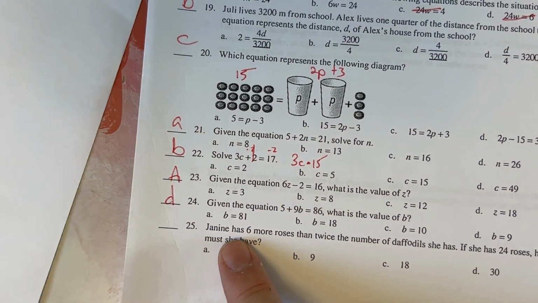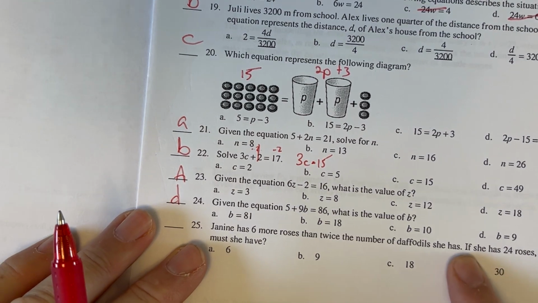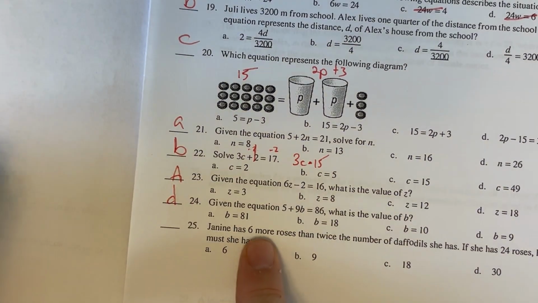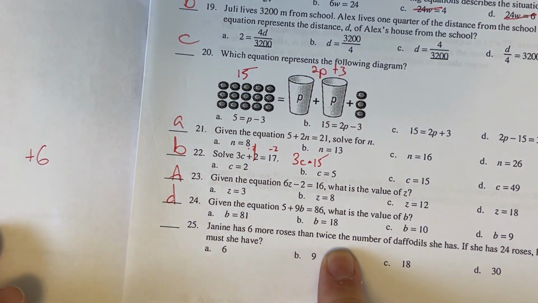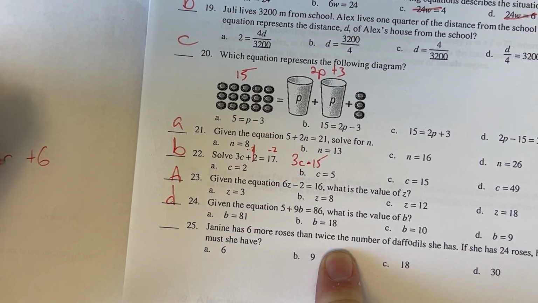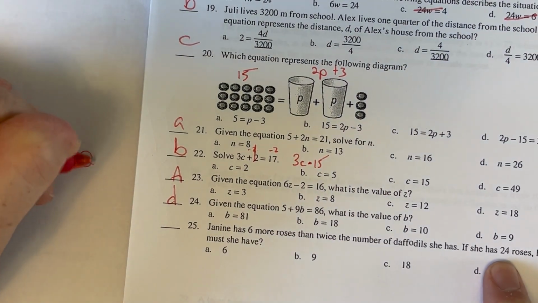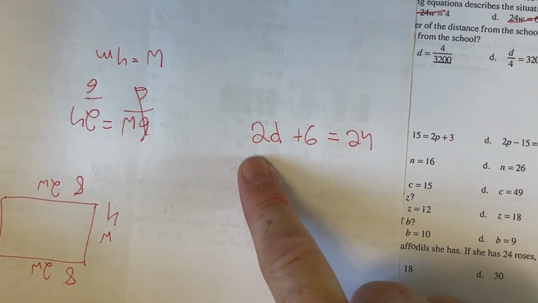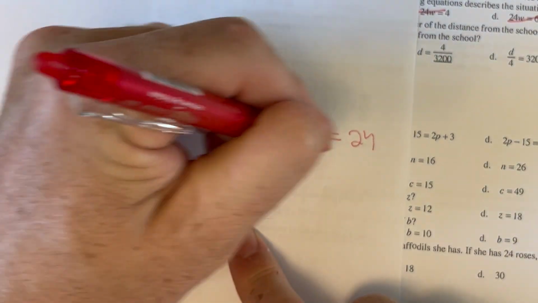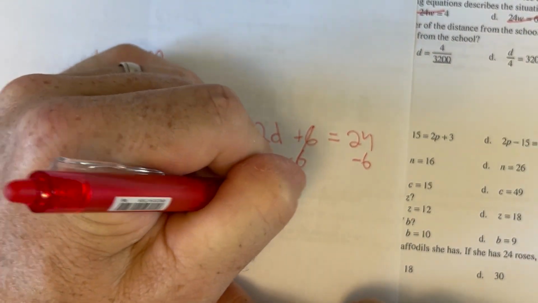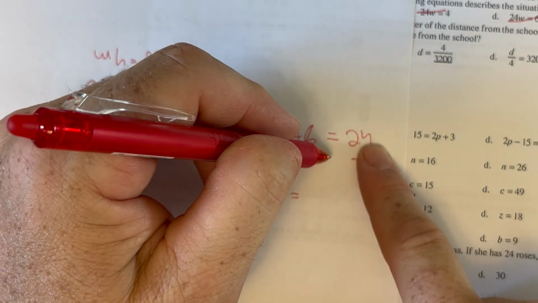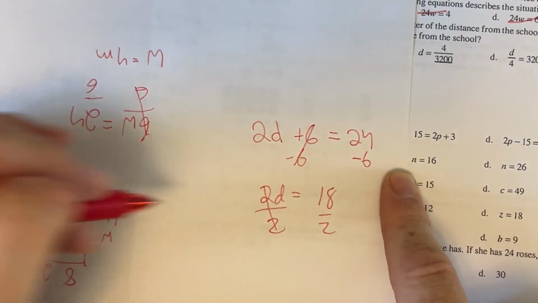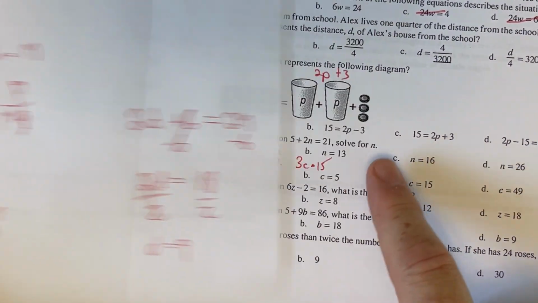Janine has 6 more roses than twice the number of daffodils. If she has 24 roses, how many daffodils must she have? So 6 more than is plus 6. Then twice the number, so 2 times the daffodils. And she has 24. So there's our equation. 6 more than twice the daffodils. Subtract 6, 2d equals, subtract 6 is going to be 18. Divide by 2, divide by 2, d equals 9. So she has 9 daffodils.